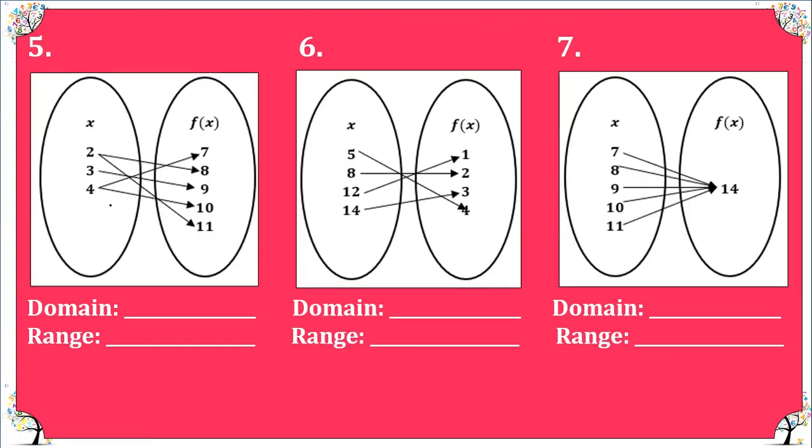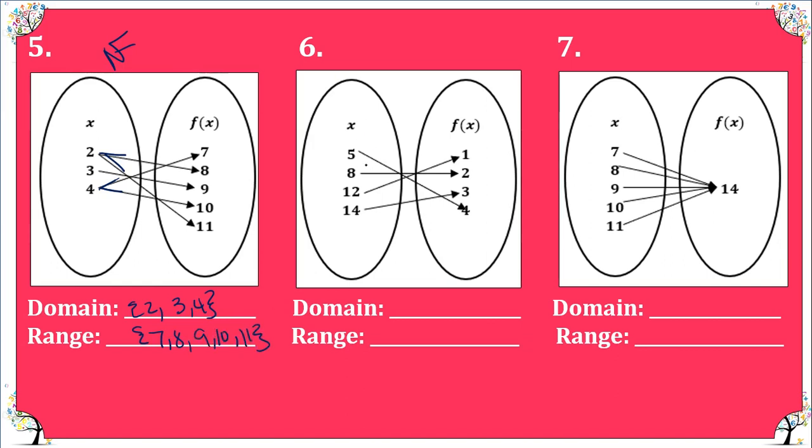Okay, let's look at a mapping. So this 2 has two different arrows. I don't even care where they're going to, but I know that it has two different outcomes, so it's the same as the 4. So this is not a function. So our domain is 2, 3, and 4. And my range is 7, 8, 9, 10, and 11.